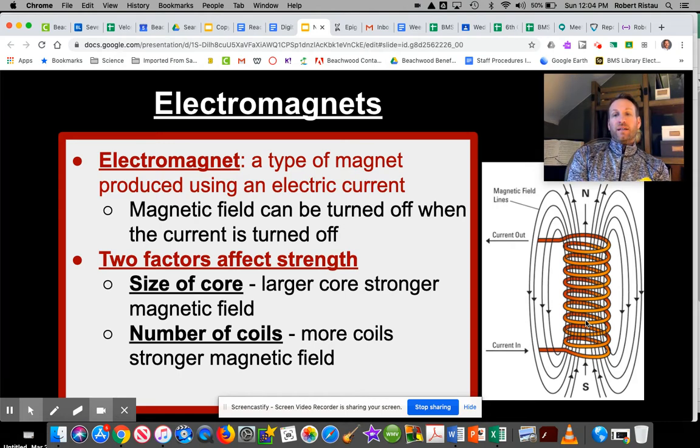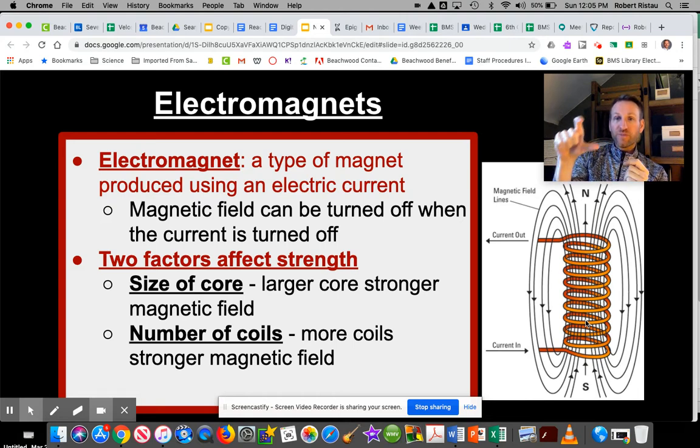So again, we're going to miss out on a lab here that we did where I would give you a steel nail and some copper wire, and we would test this by picking up paper clips. We'd have that wire attached to a battery. With the wires touching the battery, you could see the end of the nail become magnetic, and it would pick up the paper clips. And then the more times we wrapped the wire around the nail, the more paper clips we'd be able to pick up because it would be stronger.